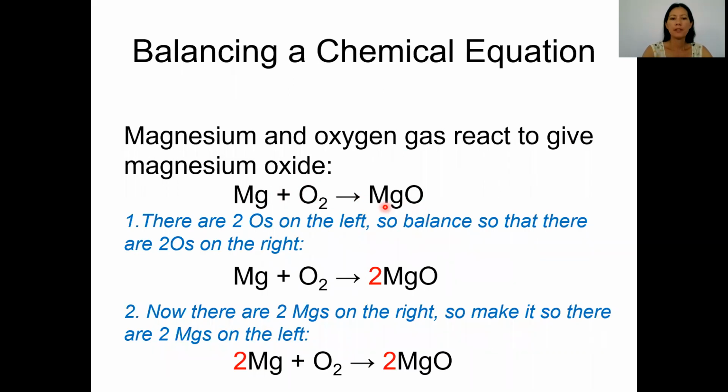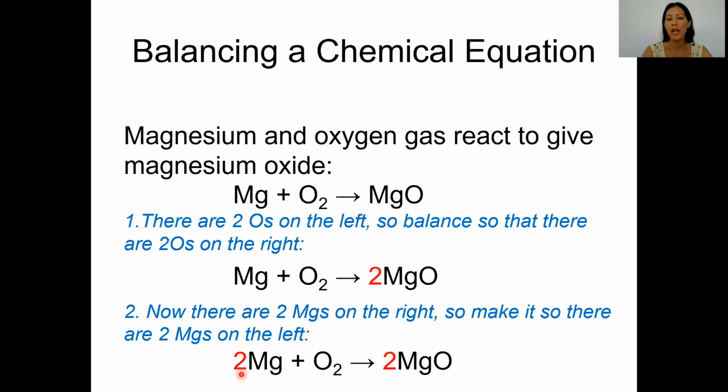So let's balance this. First, I mentioned that there are 2 O's on the left, so I need to make 2 on the right. I can only put a big coefficient in the front of the whole thing. So what that does is gives me 2 O's, but it messed up the magnesiums. So now I have 2 magnesiums on the right, but only 1 on the left. So I correct that, and I further balance by putting a big coefficient 2 in front of the magnesium on the left. Now I'm done.